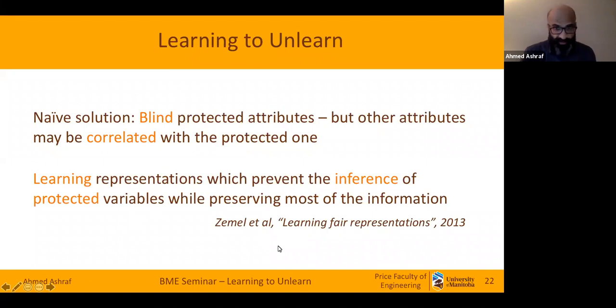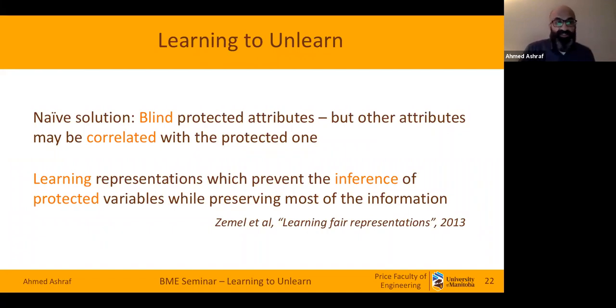Along these lines, this is one of the seminal papers, the so-called Learning Fair Representations from Rich Zemel. He's at U of T. The idea basically is that you want to transform your input to some representation such that in that space, it's very difficult to infer the protected variable. And of course, you want to lose just enough information. You don't want to lose everything. You want to try to preserve as much information as possible. Okay. So that's the idea.